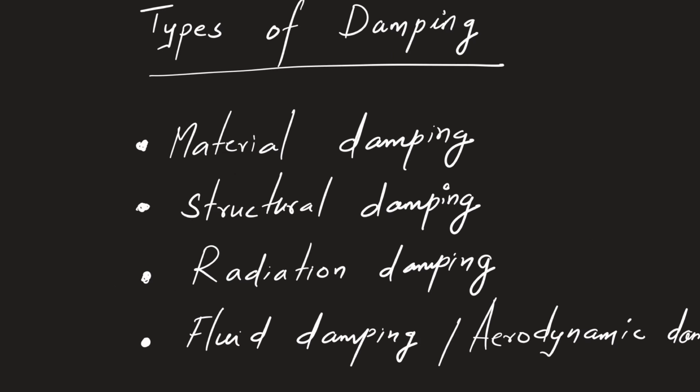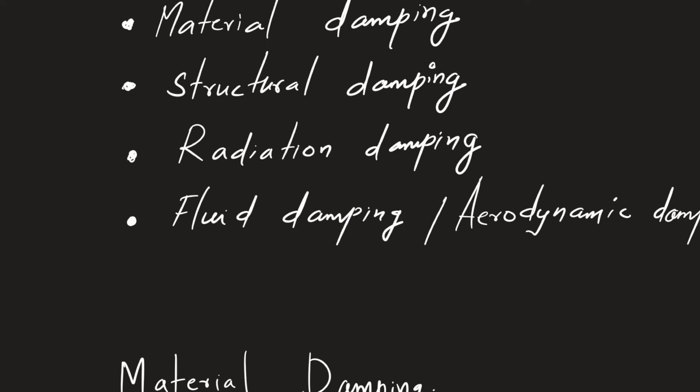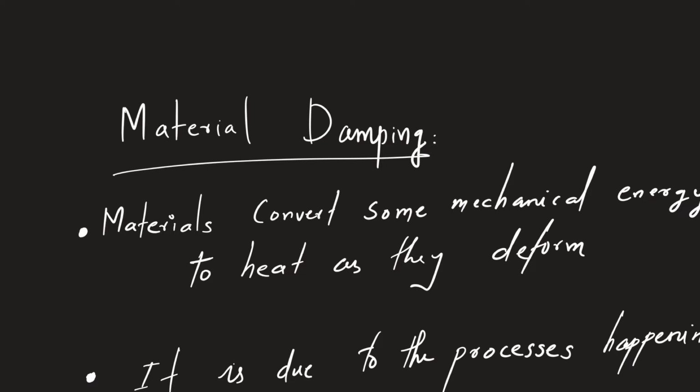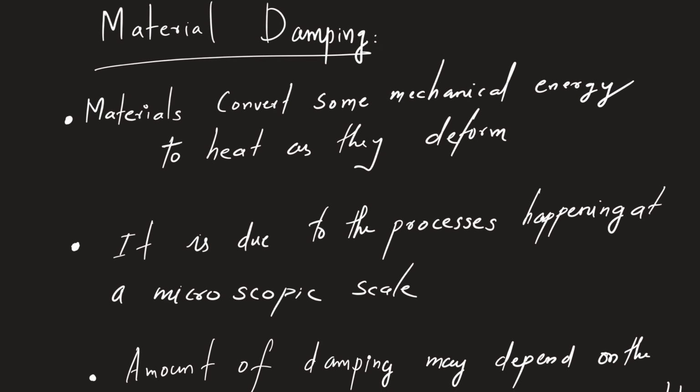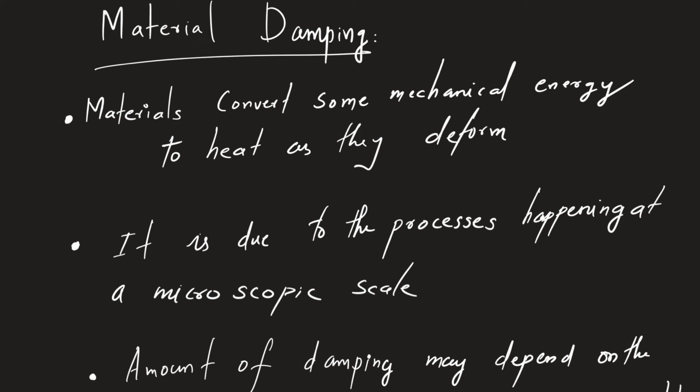Here I have listed down the probable types of damping. Four major classifications. One is material damping, the second is structural damping, third radiation damping, and fourth fluid damping or aerodynamic damping. So let us have a look at each of them at a more closer look. So what is material damping? As the name suggests, it talks about energy dissipations happening within a material.